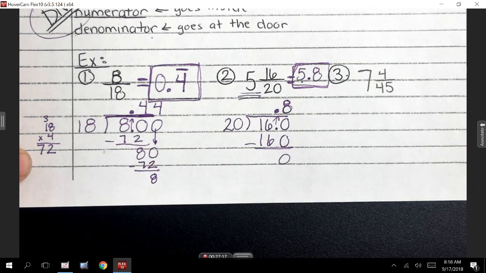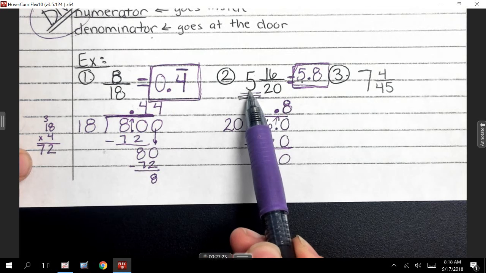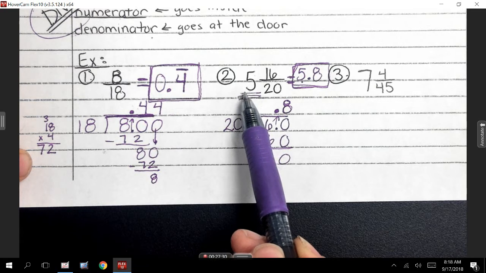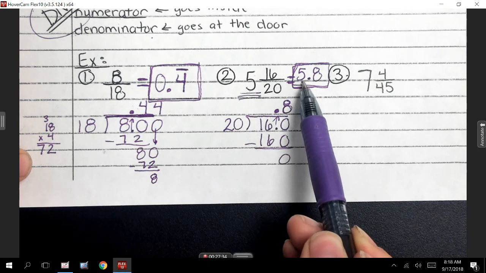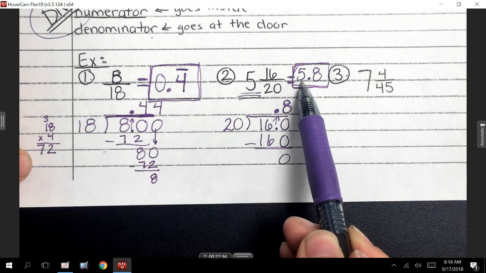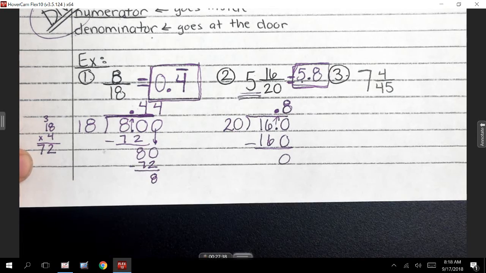Okay. Do we have any questions about this so far? All right. Do you see how the 5 was in front of the fraction? Okay. Can you see on your paper better? Okay, on number 2, there's a 5 in front of the fraction, correct? Which means I've got to put a 5 in front of my decimal, which is why it's 5.8, not just 0.8, which is what we got wrong. Okay? Then you're good.